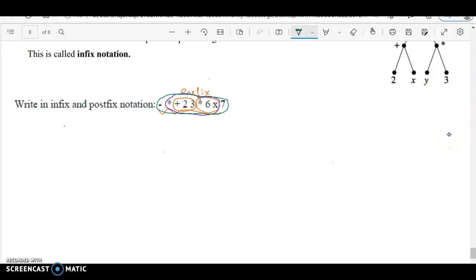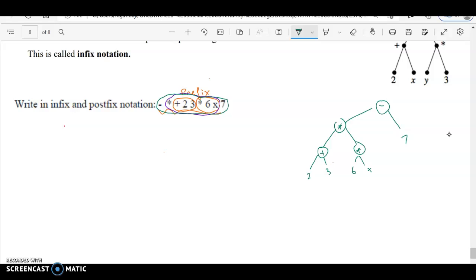So if I follow these steps, here is what I have. I have 2 plus 3, and I have 6 times x, and these two need to be multiplied together, and then you subtract 7 from it. So basically this is the infix, or the tree.